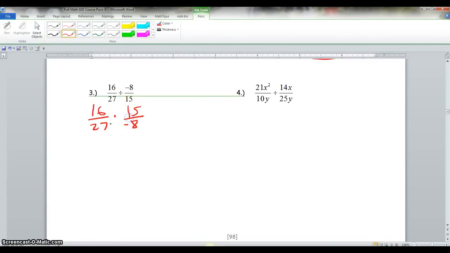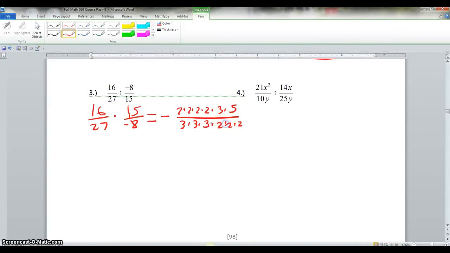Now, if you look here, this is a positive times a negative, so we know our final answer is going to be negative. So now, we would take the prime factorization of 16, which we know is 4 2's, and the prime factorization of 15, which is 3 times 5. The prime factorization of 27 is 3 3's, and the prime factorization of 8 is 3 2's.